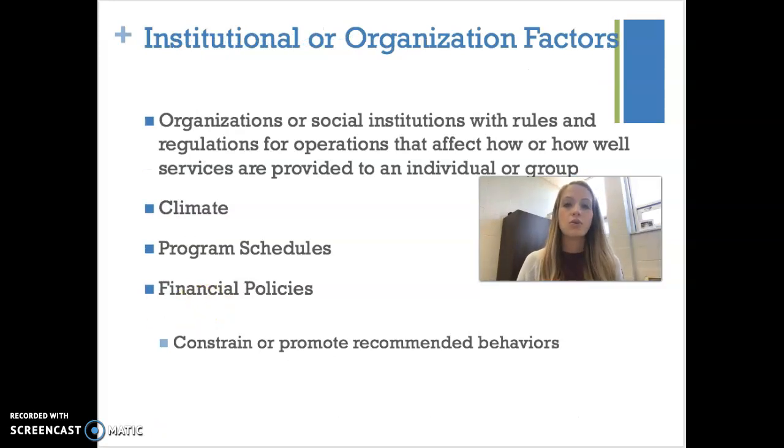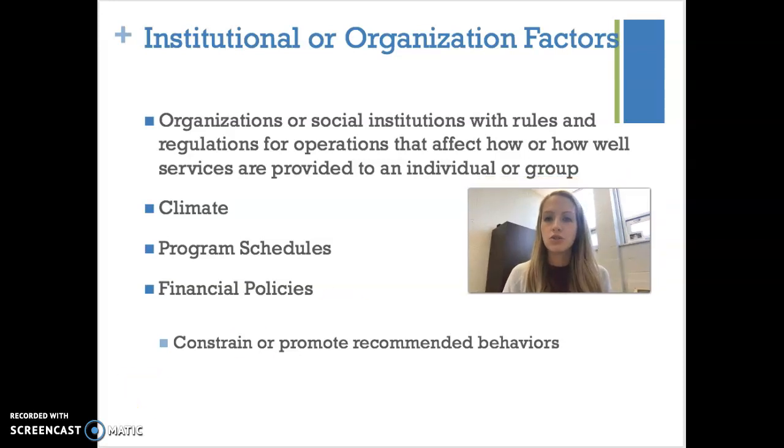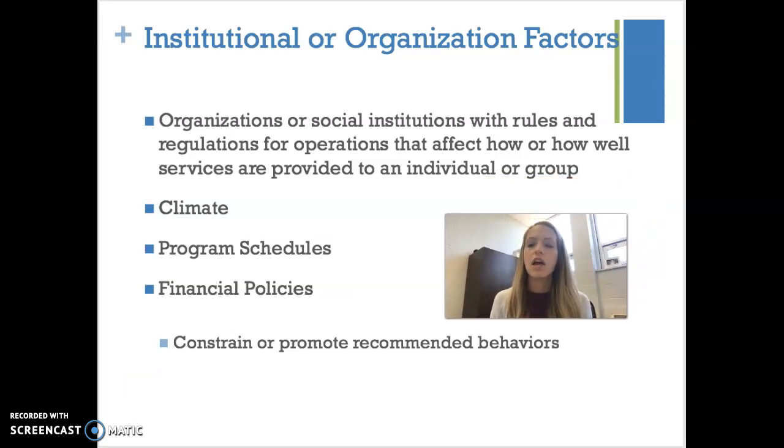Here, institutional or organizational factors: organizations or social institutions with rules and regulations for operations affect how well services are provided to an individual or group. So financial policies, program schedules, the climate. So do you feel comfortable going to the community center? Is it open in the hours that you need it to be open? What if there's a community gym that you have access to, but it's only open 8 to 5, and those are the hours that you work? That puts up a barrier for you to make the healthy behavior change to exercise more.